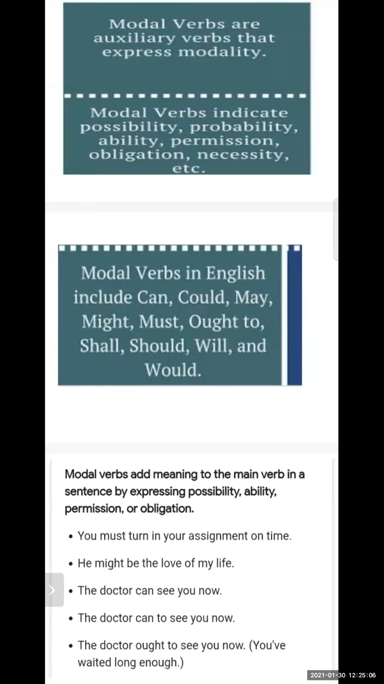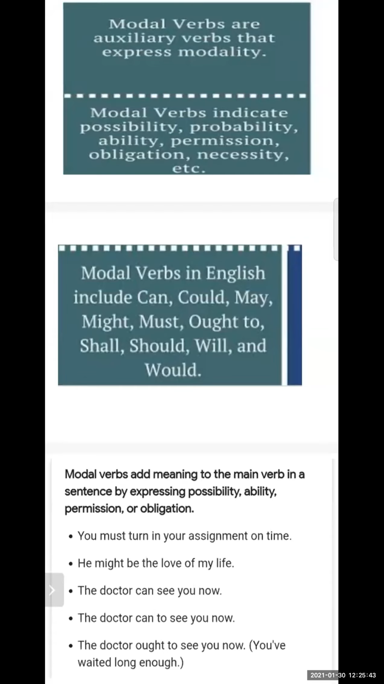The doctor ought to see you now. You have waited long enough. That means it shows some kind of permission. The doctor ought to see you, wants to, desires to see you. So there are such kinds of examples, students, that come under the modal verbs. Modal verbs express possibility, ability, permission, or obligation.